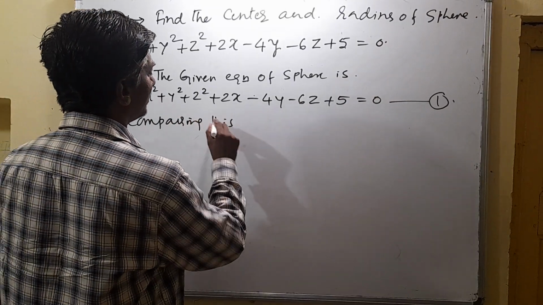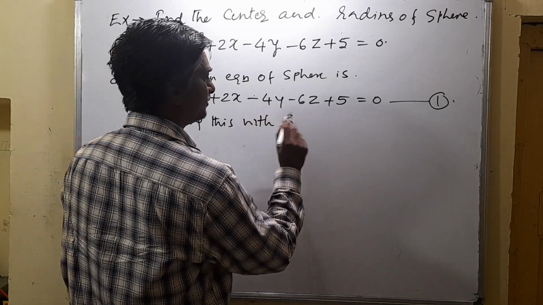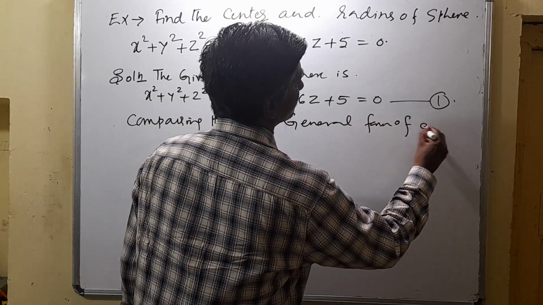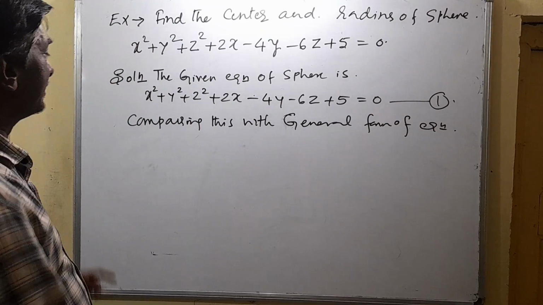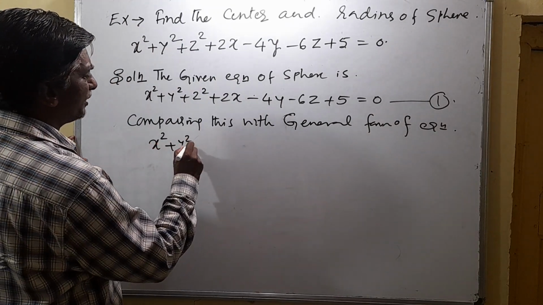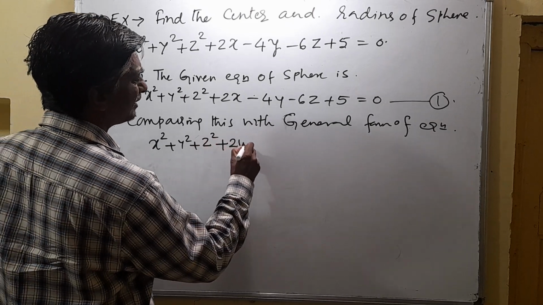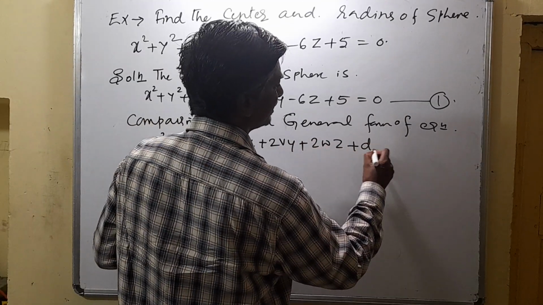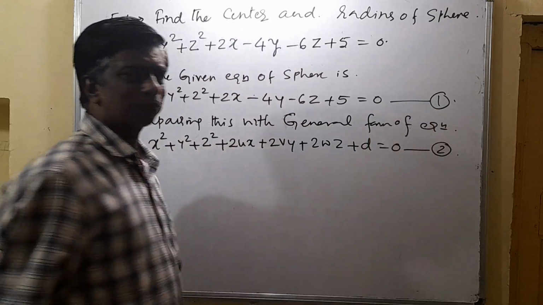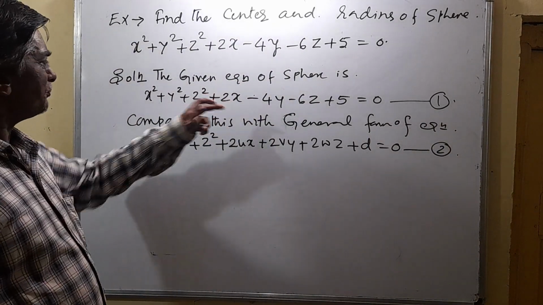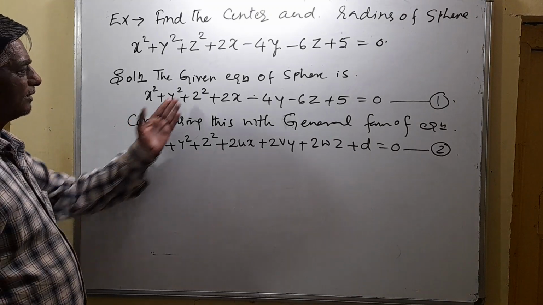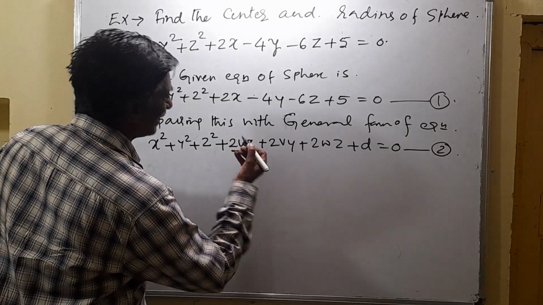Comparing this with the standard or general form of equation. What is the general form of equation? x square plus y square plus z square plus 2ux plus 2vy plus 2wz plus d equal to 0, call it as 2. Now, comparing this one with this general form of equation. Here, both are same, no problem. Then, here and here.